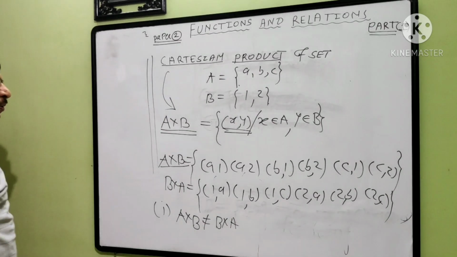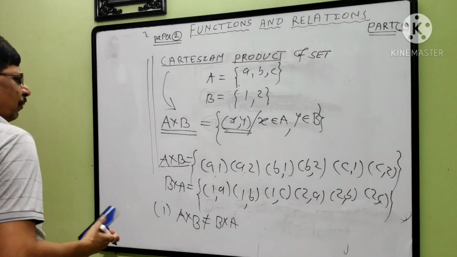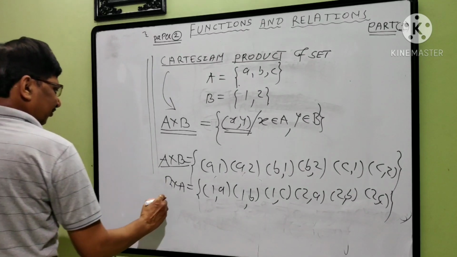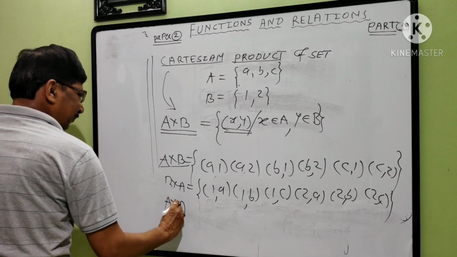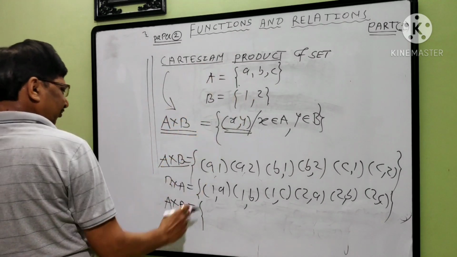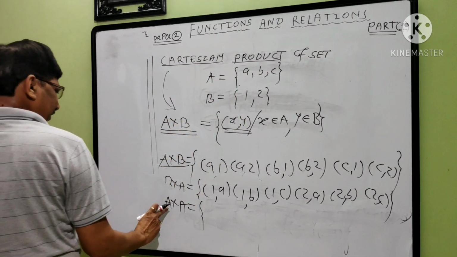Now suppose you want to find A cross A. What will A cross A be here? This is B cross A, but if you want to find A cross A, it means the first element belongs to A, and the second element also belongs to this A.